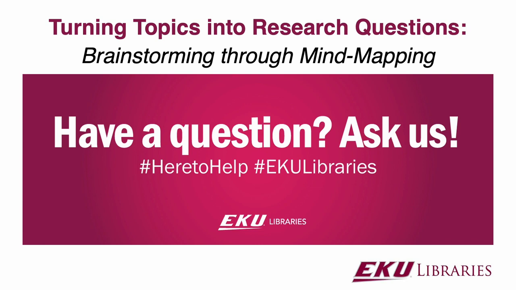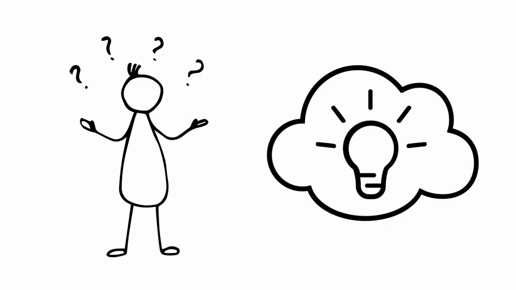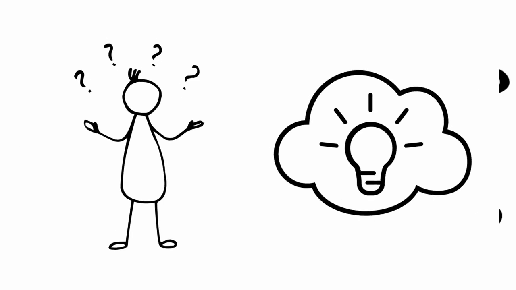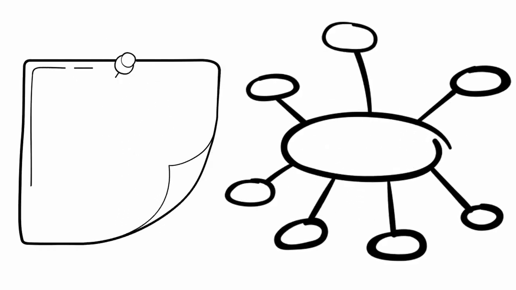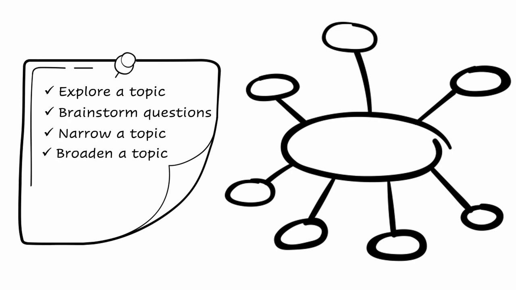This tutorial will introduce you to a brainstorming technique that can help you get from a general topic to a more focused research question. Have a rough idea of a topic, but not quite sure how to get from ideas to questions? Try mapping your research topic. Creating a map of your research ideas is a strategy you can use whenever you need to explore a topic, come up with a list of possible research questions, or narrow or broaden a topic.